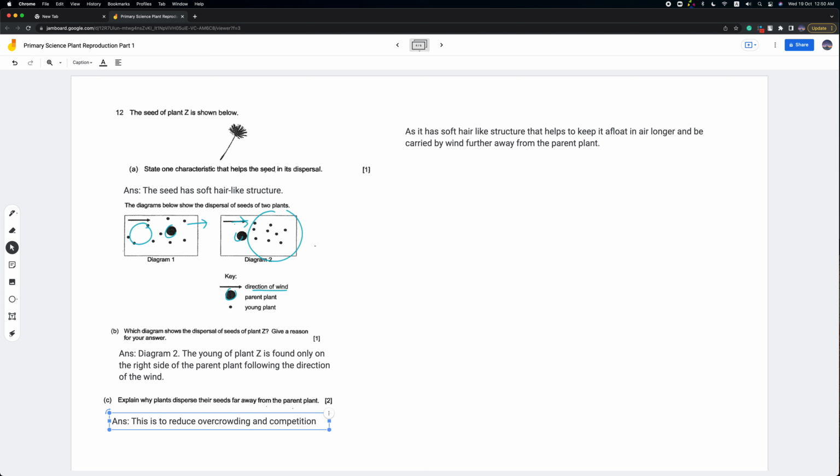This is to reduce overcrowding and competition for the 4 items: sunlight, water, space, and nutrients. If you want to be extra careful, you can say competition for sunlight, water, space, minerals and nutrients. I've seen some schools say, oh no, we don't accept minerals, we only want nutrients. And I've seen some schools accept minerals, accept nutrients. So again, it goes back to what your teacher wants. Always ask them which one you should use.